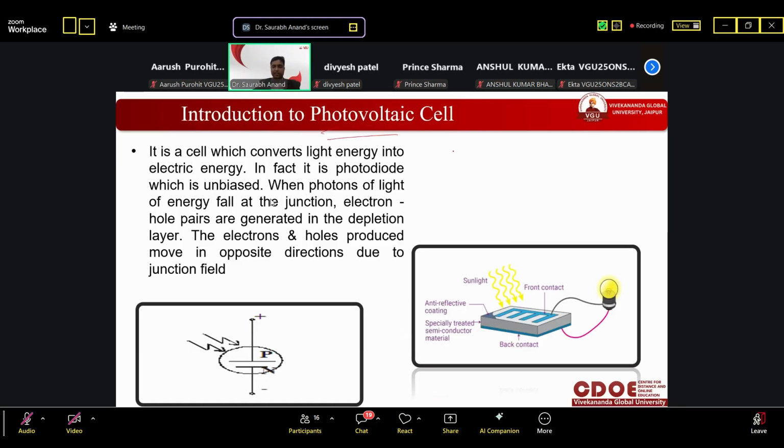Photovoltaic cell is again a diode, but depending upon the photo. What is photo? What is photo?